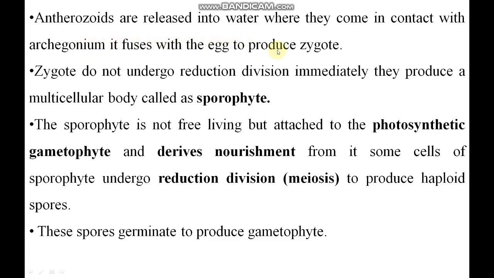Right? What happens here? The zygote does not undergo reduction division. Immediately it produces a multicellular body called the sporophyte. Normally, fusion takes place, the zygote forms, and the zygote undergoes division and forms the embryo. But here the zygote simply does not divide; it produces a multicellular body that is called the sporophyte, right?